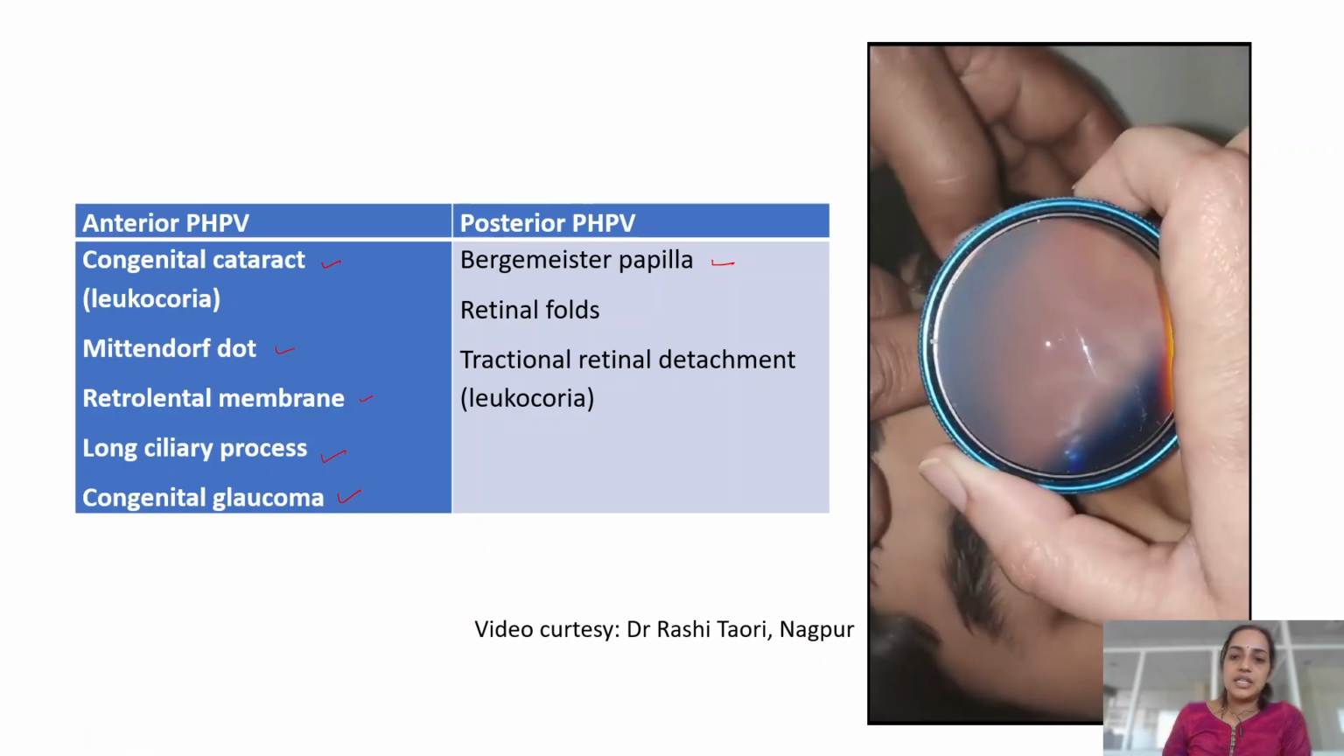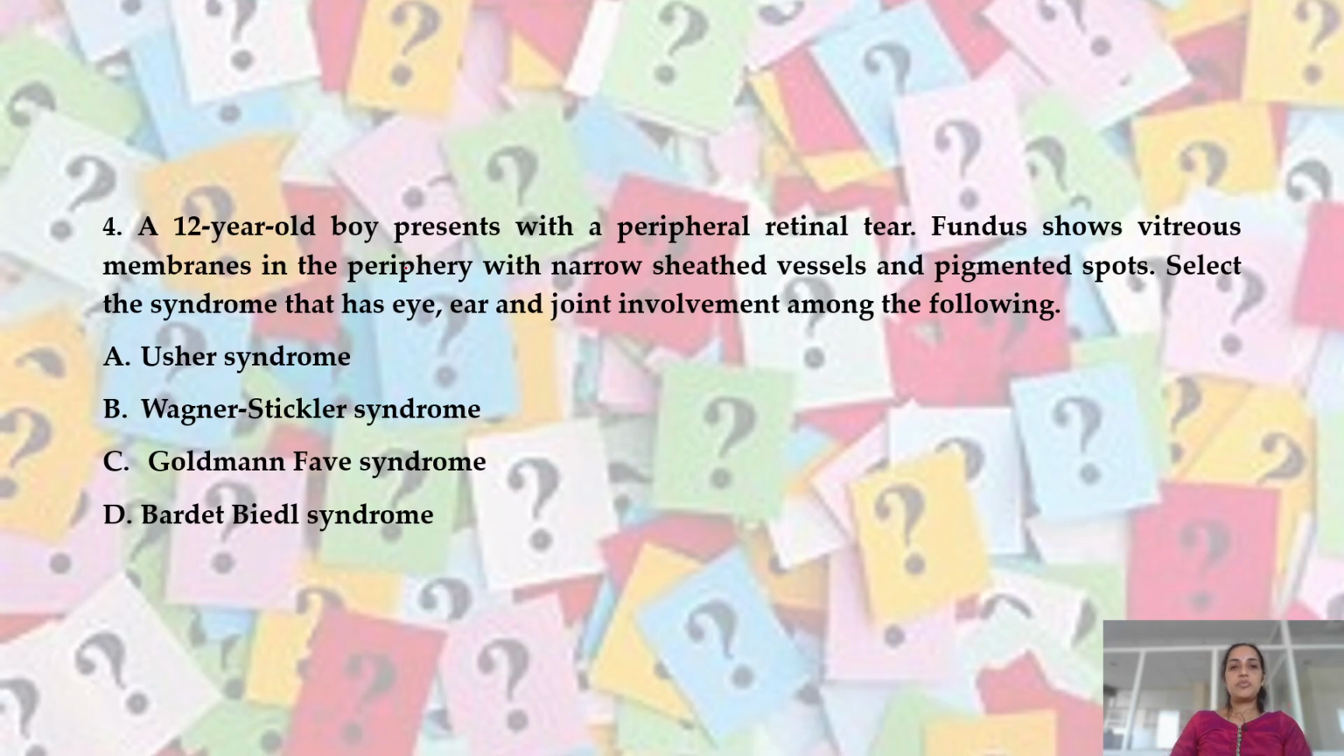Alright. So a 12-year-old boy presents with a peripheral retinal tear. Fundus shows vitreous membranes in the periphery and narrow sheathed vessels with pigmented spots. Select the syndrome that has eye, ear and joint involvement among the following. So here we are talking about a vitreoretinal degeneration, which is known as Stickler syndrome. So whenever there is associated joint involvement, we refer to it as Wagner-Stickler syndrome.